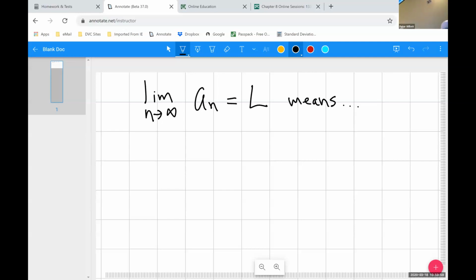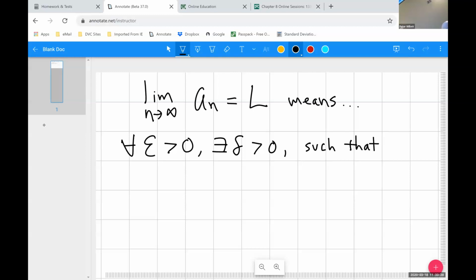that if you give me any epsilon, no matter how small, and this is written for any epsilon greater than 0, that there exists some sort of a delta. Again, this backward E means there exists a delta. That's not a good delta. Also greater than 0, such that, and again, this means for any or for all, and this means there exists.